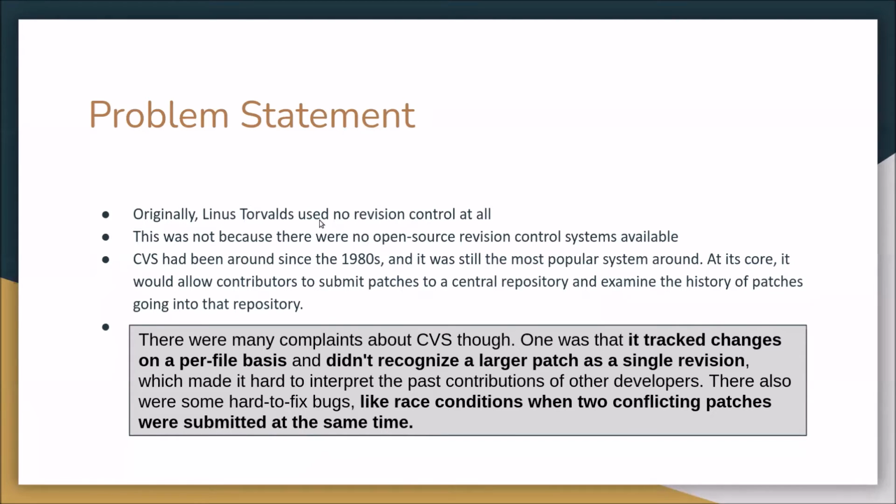Now Linus had no choice. He was interested in any open source version control system, but CVS was the one he could use. But he didn't like it because of the lots of drawbacks of CVS at that time.